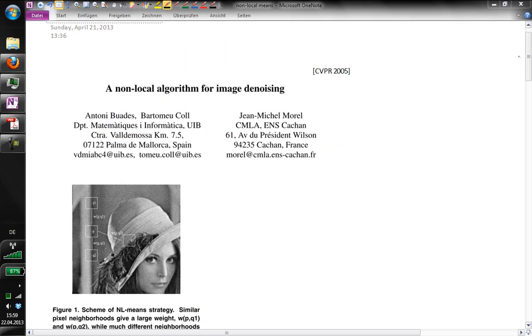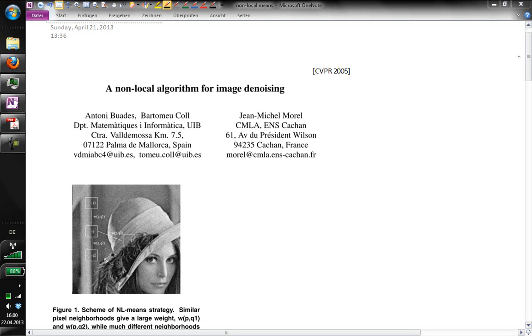So I would like to talk about another algorithm which relies on patches as its substrate and which also beautifully uses this idea of letting the data speak for itself. Again, it's a super simple algorithm. It was published in 2005 and in a journal in 2007, and it has now been superseded by algorithms that produce somewhat better numbers in the benchmarks.